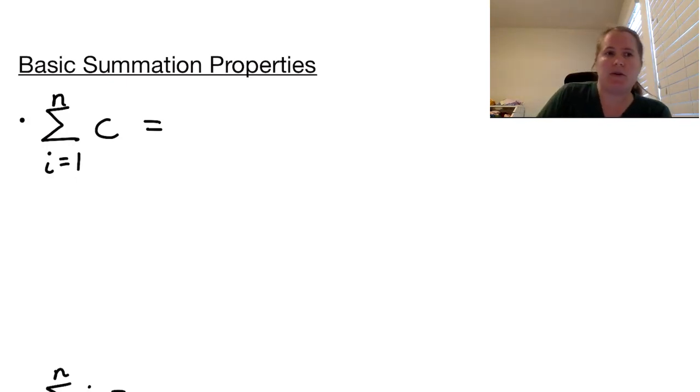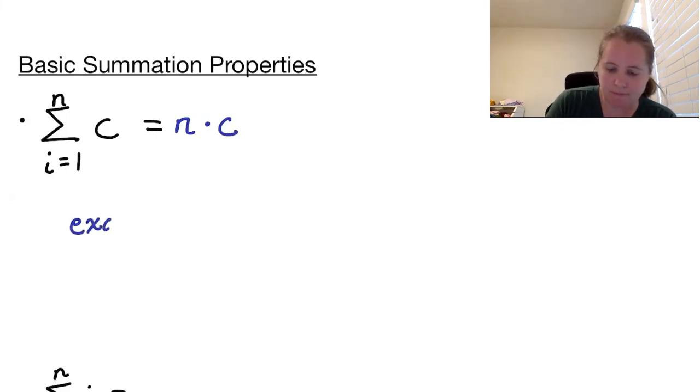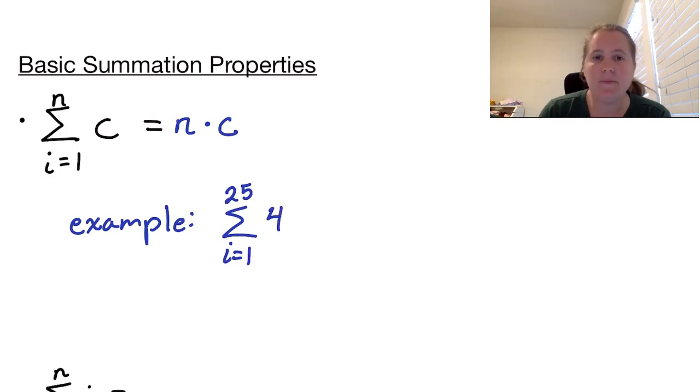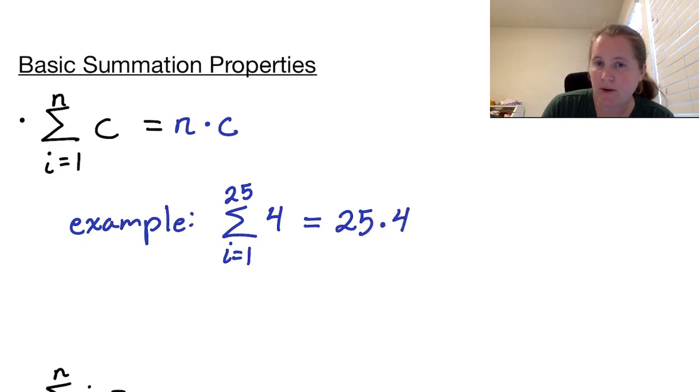specific numbers. So our first summation is the summation from i equals 1 to n of a constant c. And this is just adding n copies of c together. So we just wind up with n times c. So for example, if we wanted to do the sum from i equals 1 to 25 of 4, then this would just be 25 copies of 4, or 100.